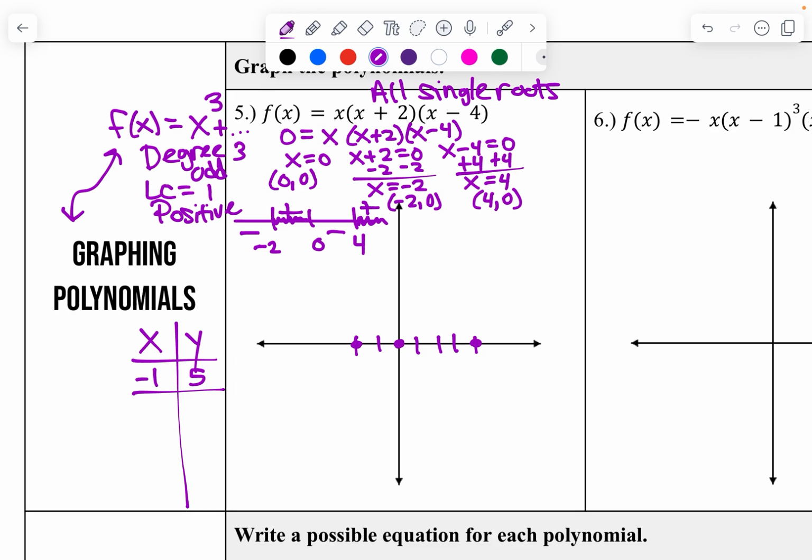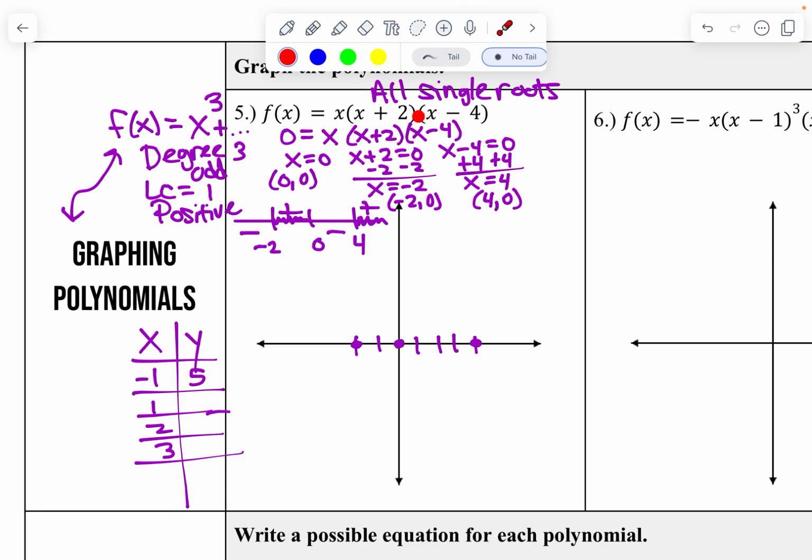So it's going to go up to 5. And then let me see what's going on between these 2 points as well. So let's fill in 1, 2, and 3 and see what kind of values we're getting in there. So again, I'm just plugging into this equation.